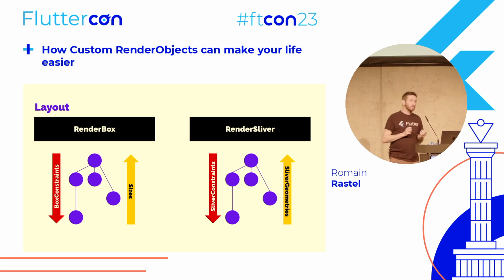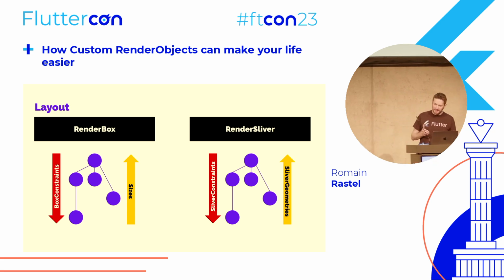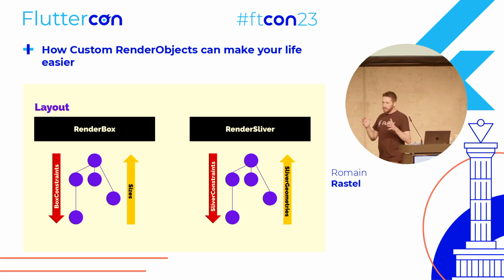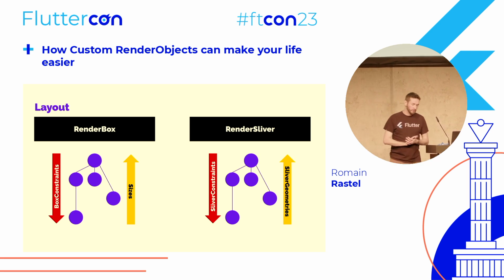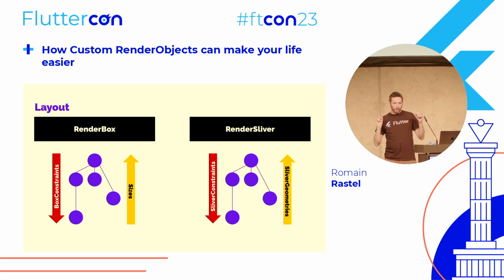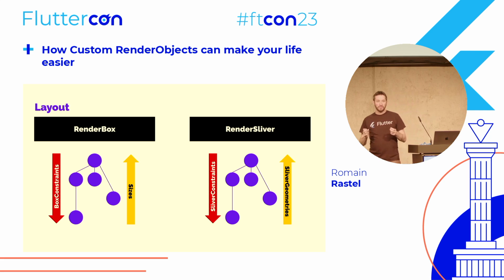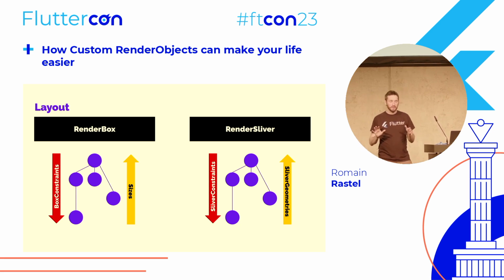The signature of the perform layout method is strange to me because there is no parameter, no return object. It's a void method. So Flutter expects us to set the size, in the case of the render box, before returning from this method. If we don't do it, we'll have an error.